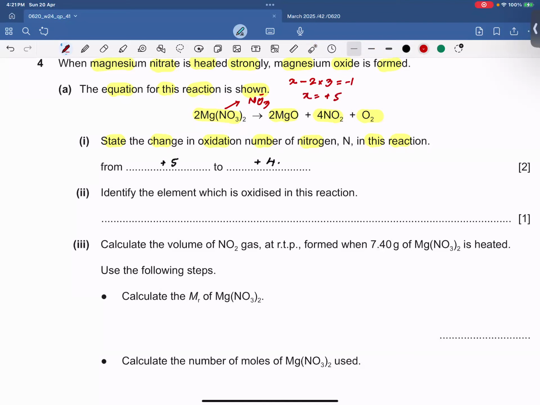Okay. Let's talk about this one. Let's suppose nitrogen is X. Oxygen has a charge of -2 into 2. Whole charge equals 0. Then X equals +4.